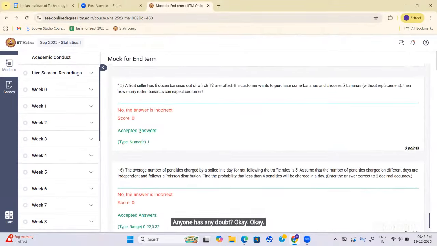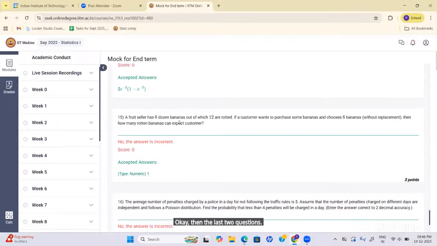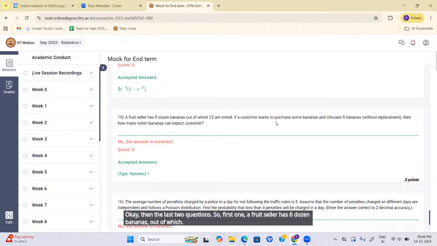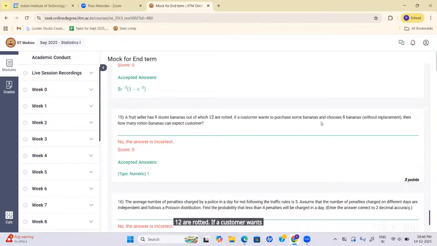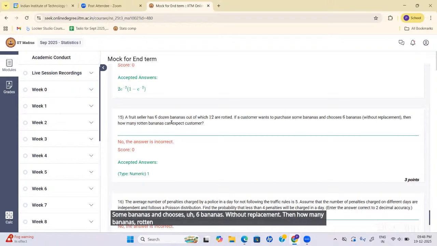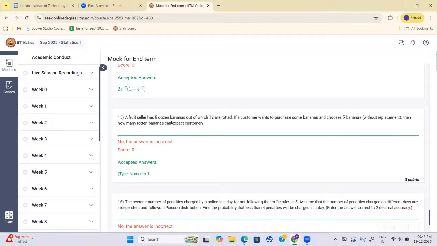Okay, then the last 2 questions. So first one: a fruit seller has 6 dozen bananas, out of which 12 are rotted. If a customer wants to purchase some bananas and chooses 6 bananas without replacement, then how many rotten bananas can the customer expect? Now tell me which distribution is to be used here. Hypergeometric distribution, I guess. Yes, here we have to use hypergeometric distribution.